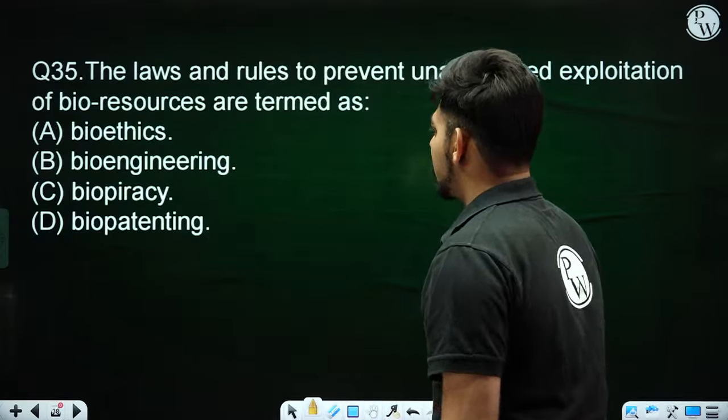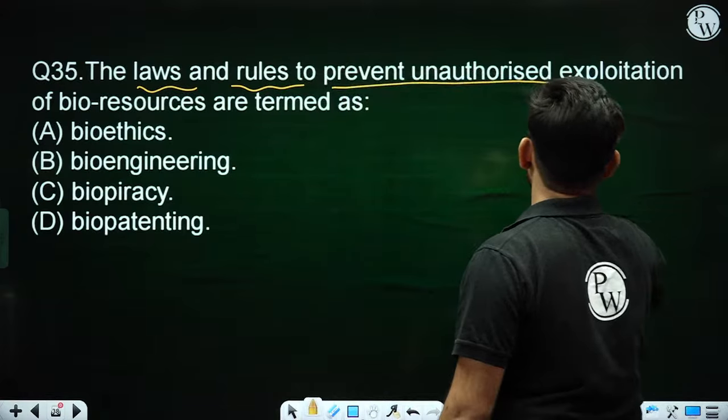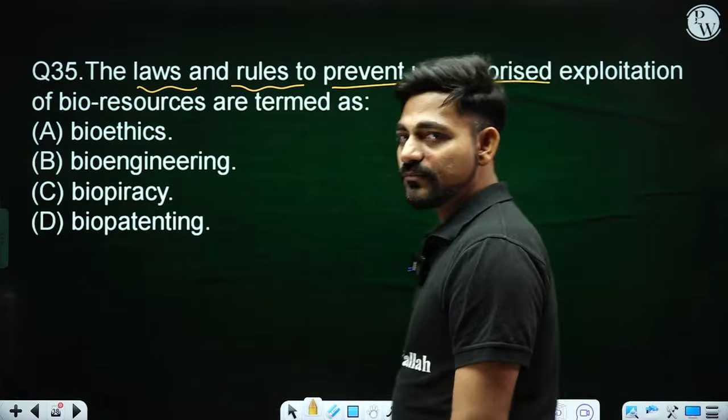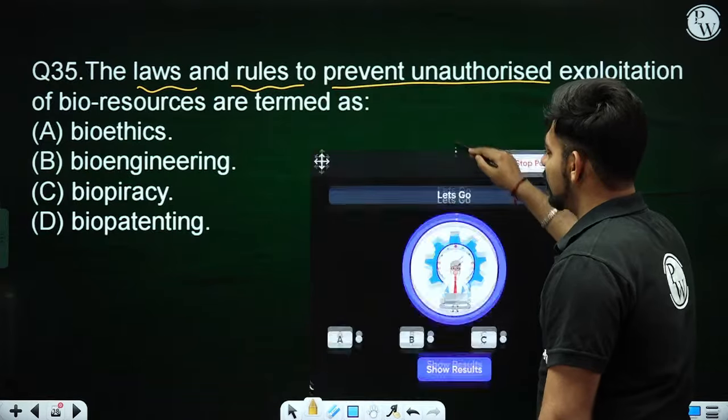Question number 35. The laws and rules to prevent unauthorized exploitation of bioresources are termed as? Another easy question.